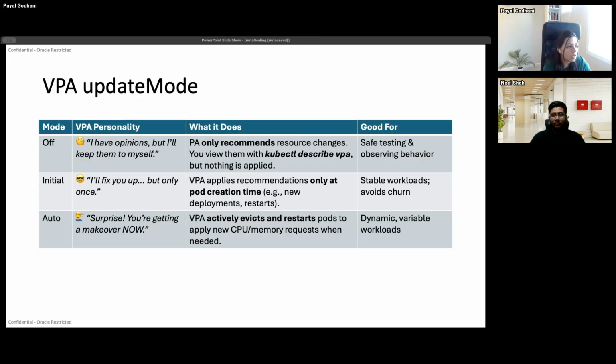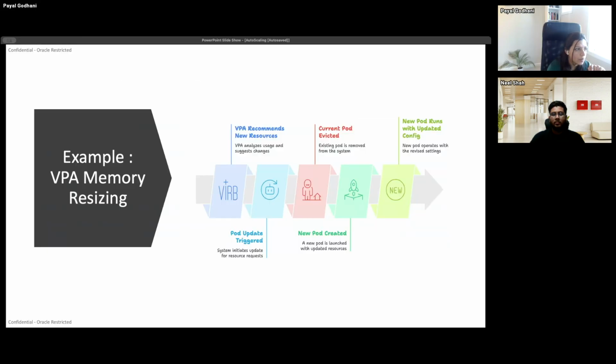And the last one is auto, which means it keeps on coming into the picture. It will keep on changing and fluctuating your CPU and memory. You should use it when your workload is spiky and more dynamic in nature. At that time, you would want to use VPA, but it does come with its own challenges also, which we will go into in the next slide.